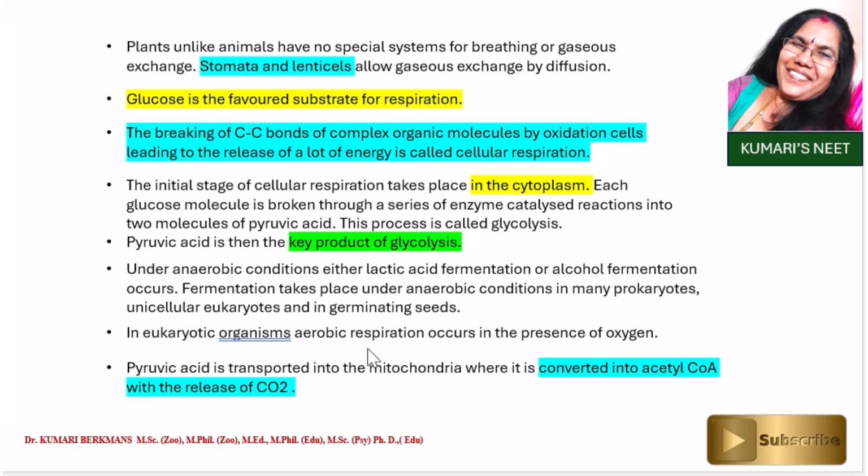In eukaryotic organisms, aerobic respiration occurs in the presence of oxygen only. Pyruvic acid is transported into the mitochondria. So the glycolysis takes place in the cytoplasm, and another one, the cycle, takes place inside the mitochondria. So the pyruvic acid from the cytoplasm is transported to the mitochondria, where it is converted into acetyl coenzyme A, which releases the carbon dioxide.